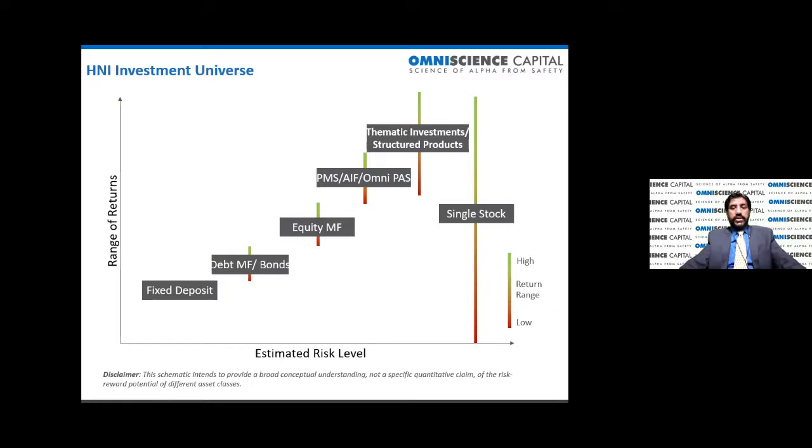And the arrow you see, the red to green, shows the range of returns of these products. As you can see, fixed deposits have hardly any difference in the range. Debt mutual funds or corporate bonds would have a little bit of a range of return around a median or average. And so that range also keeps increasing as you go from left to right.